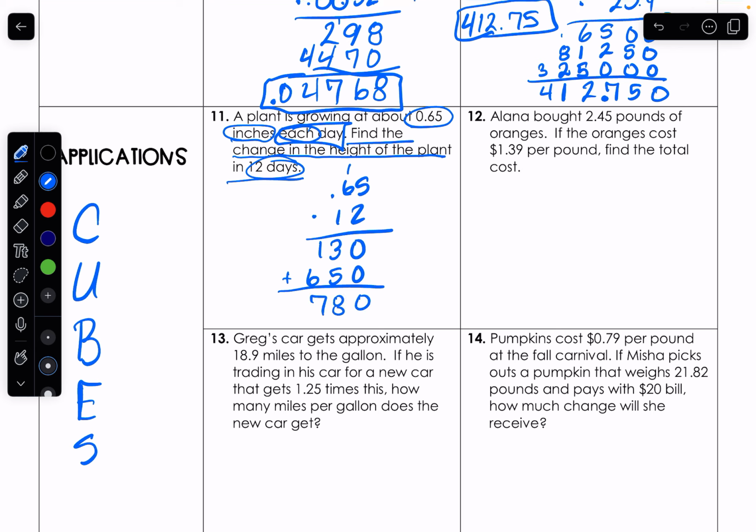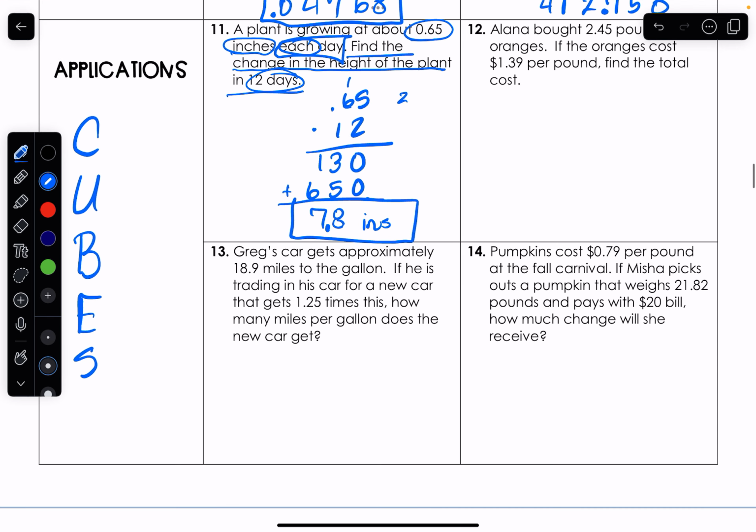So 78 isn't the right answer. We're going to say it's 78. And so now that doesn't even sound right. So we got to check our decimals, 2 places here. So we're actually going to move our decimal place 2 places, and we'll get rid of that 0 because it's extra. And we're going to say it's 7.8 inches. All right, go ahead and try number 14, and then we'll go from there.